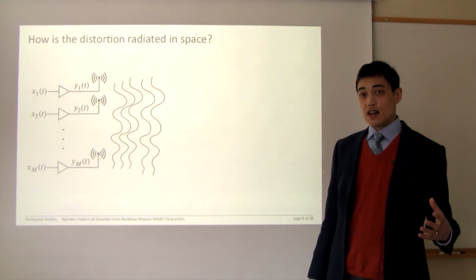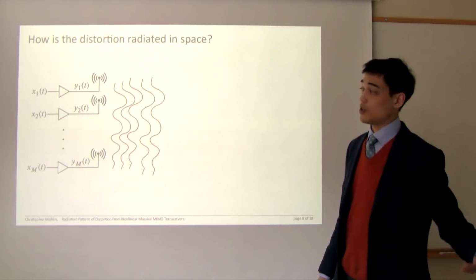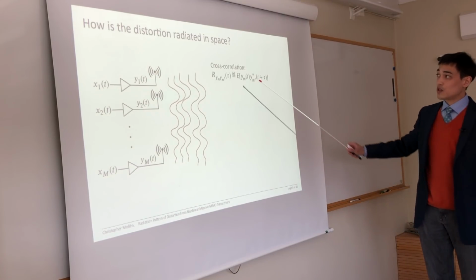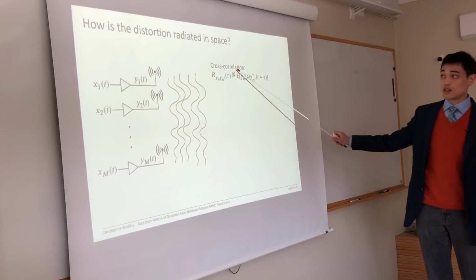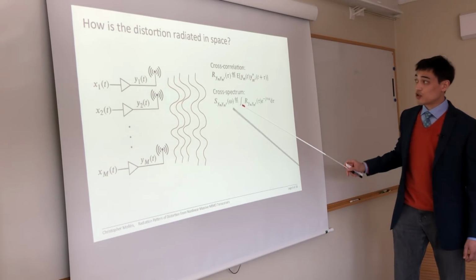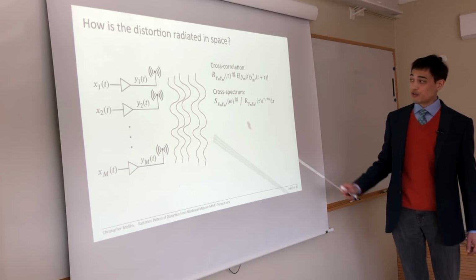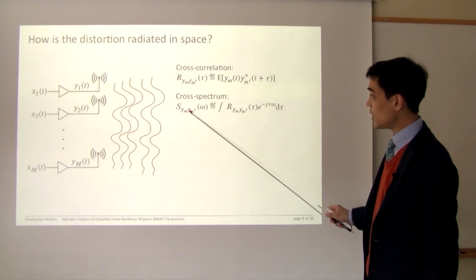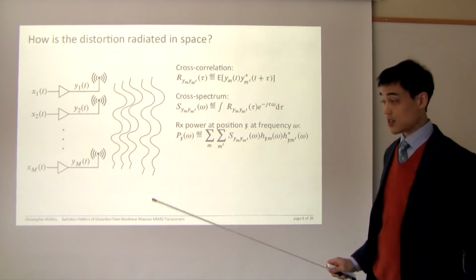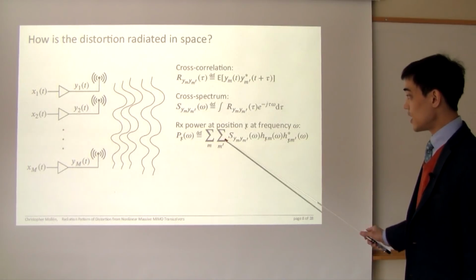So how is the signal radiated in space? How do we determine the radiation pattern of a signal? Well, in order to do that, we need to know the cross correlation of the signal across the different antennas and its cross spectrum, which is the Fourier transform of the cross correlation. If we have this for all m and m prime, then we can compute the received power at any point in space to which we know the frequency response as this double sum.